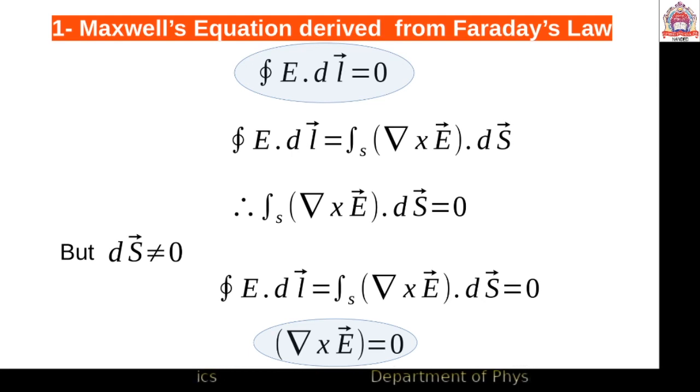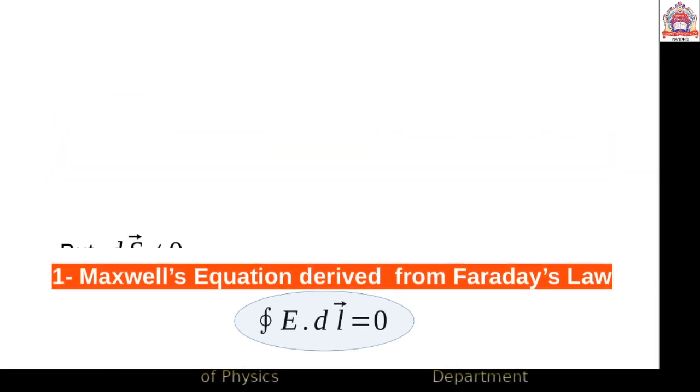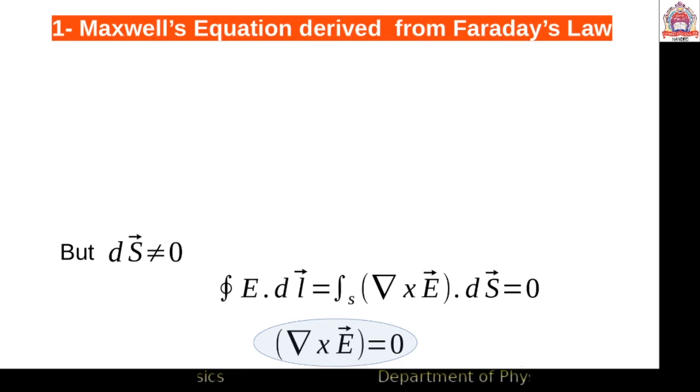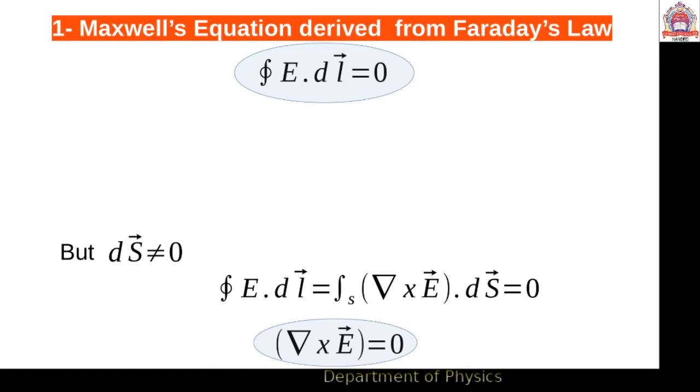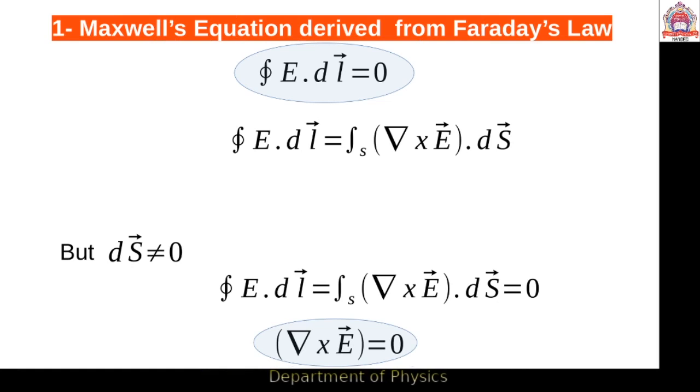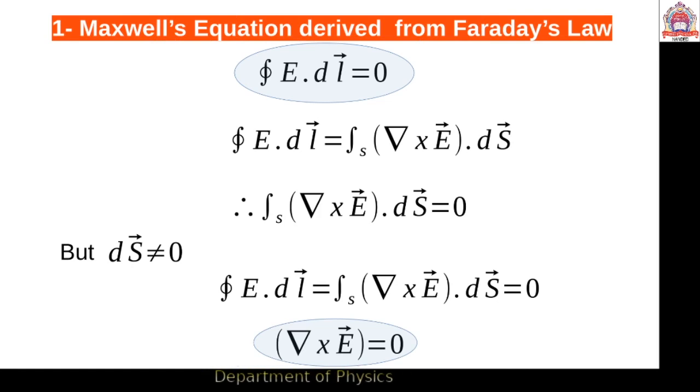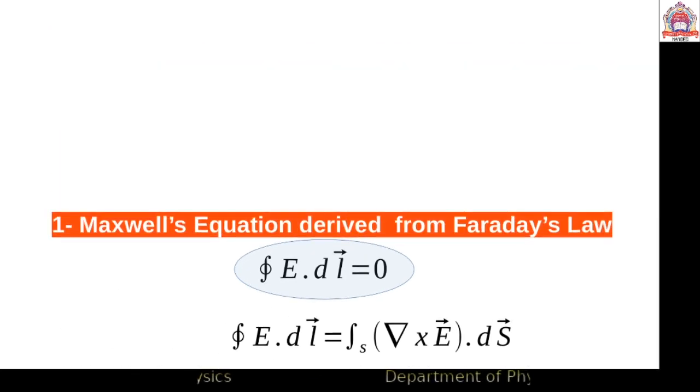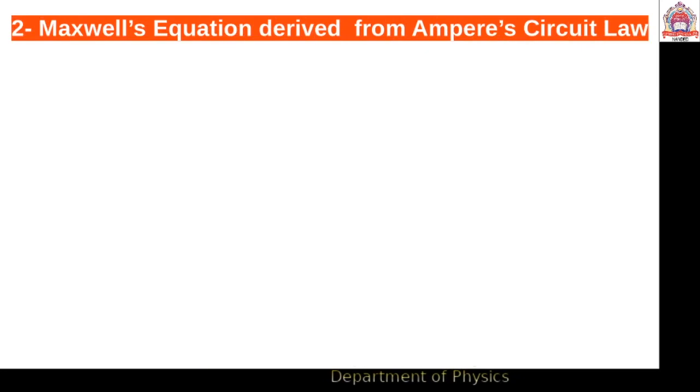Closed surface integral means the equation must be true for any surface, whether small or large, in the field. The second equation, that is Maxwell's equation derived from Faraday's law. Again we are taking the closed integral of A dL is equal to 0. That gives Maxwell's equation derived from Ampere's circuital law.